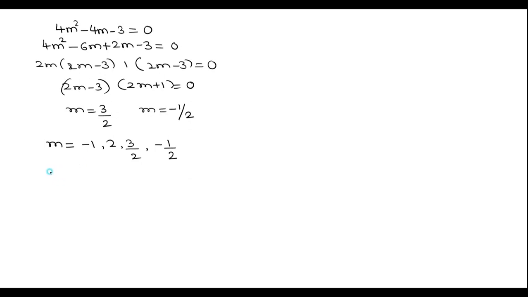So the complementary function for the non-repeated roots, we will denote as yc, and it is given by: every root we have to take with an arbitrary constant. So here I will take c1 e raised to minus x plus c2 e raised to 2x plus c3 e raised to plus 3 by 2 x plus c4 e raised to minus 1 by 2 x.